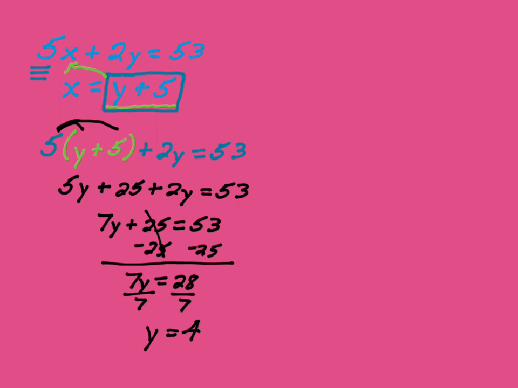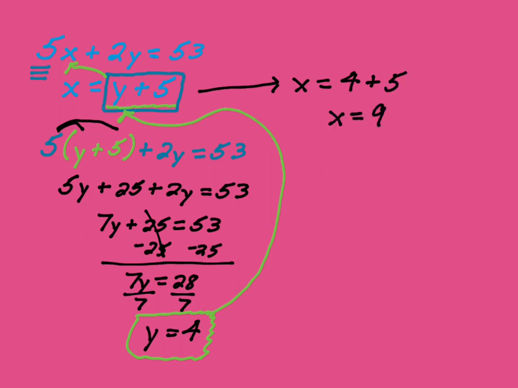So if I have y equals 4, I'm going to take y equals 4 and plug it back into this second equation. So that leads us into x equals y, which is now 4, a known quantity, plus 5, and so x is equal to 9. Hooray! My final answer is (9, 4).